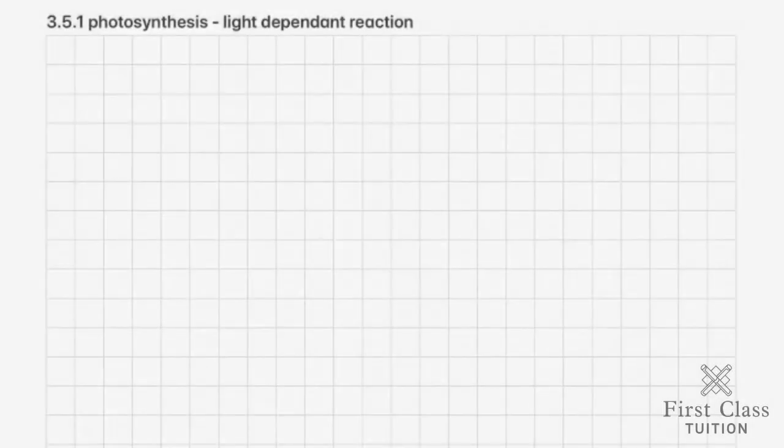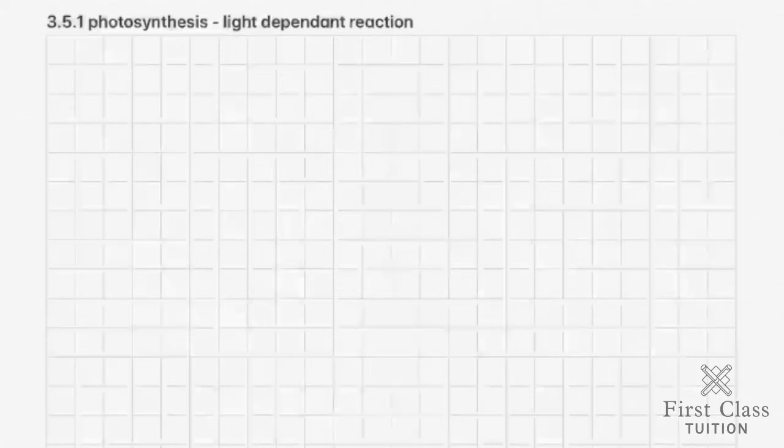Okay, so this is 3.5.1 photosynthesis. We're going to talk about the light-dependent reaction. This is the first module in Year 2 biology, depending on what example we're looking at, but in AQA, this will be the first section of that.